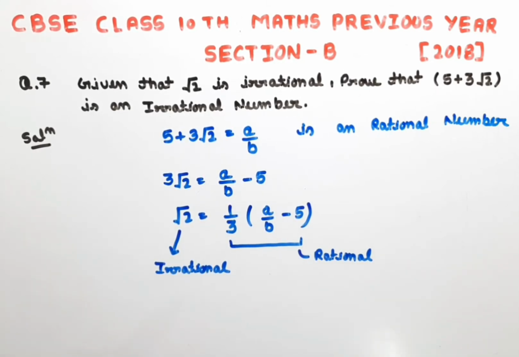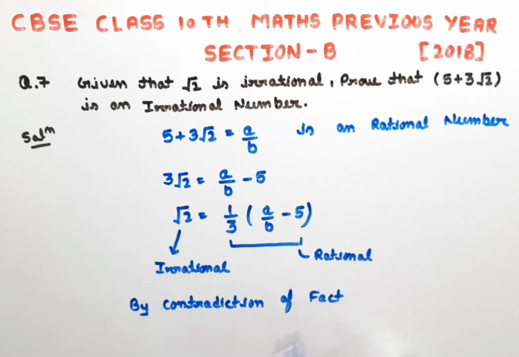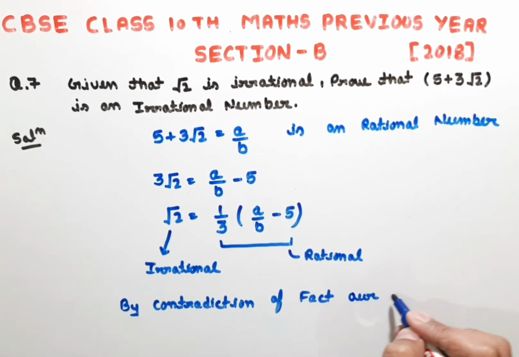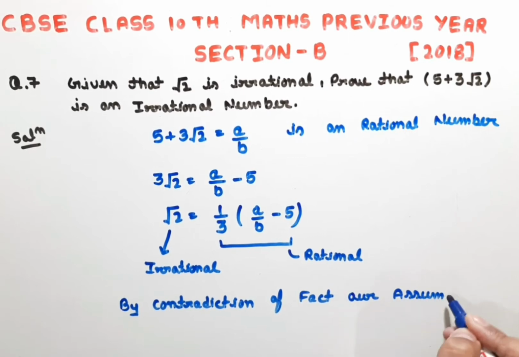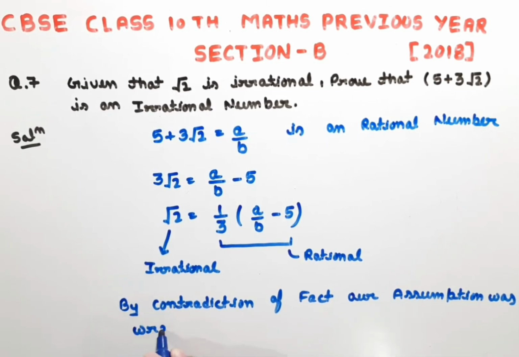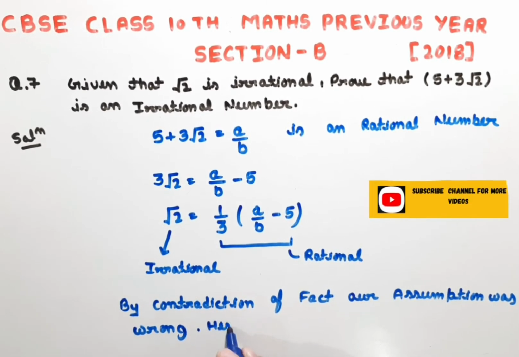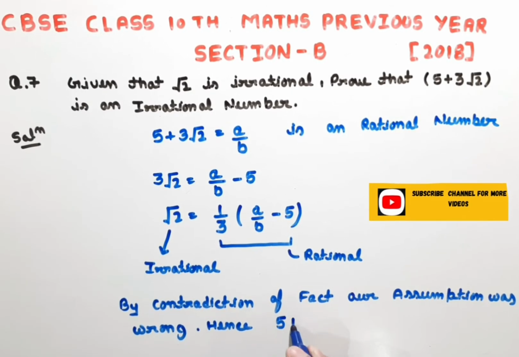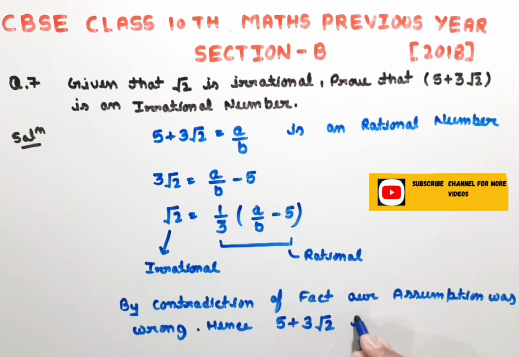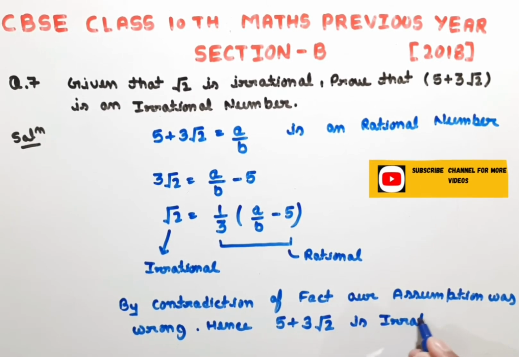So our assumption was wrong. Hence, by contradiction of fact, our assumption was wrong. Hence, 5 plus 3 root 2 is irrational.